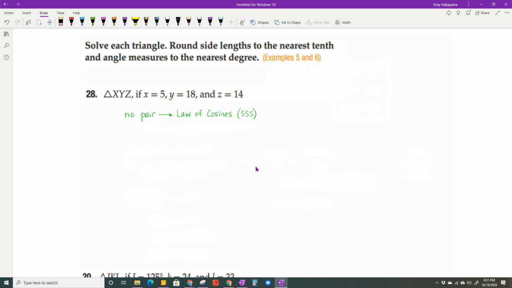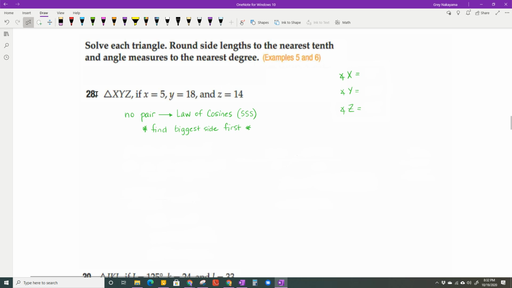Okay. Now, when you do this, I would encourage you, so that you don't make mistakes, to always start by finding the biggest side first. Before we go on with that, clearly if they gave me all the sides, I have to go find all the angles. So I have angle X, angle Y, and angle Z that we're going to go find. But we're going to use the biggest side first. Find the biggest angle. The biggest angle is opposite the longest side. So the longest side is 18. So that means I'm actually going to go find angle Y first.